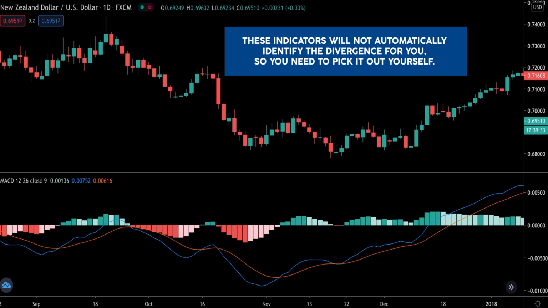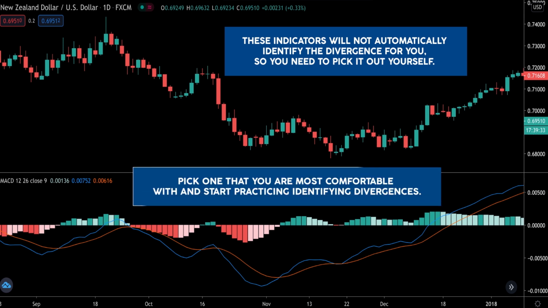You do not have to use all the indicators I provided above. In fact, you should not, as it will clutter your chart. Instead, pick one that you are most comfortable with and start practicing identifying divergences.